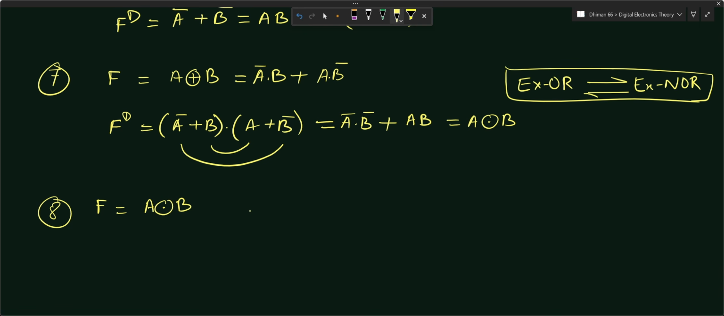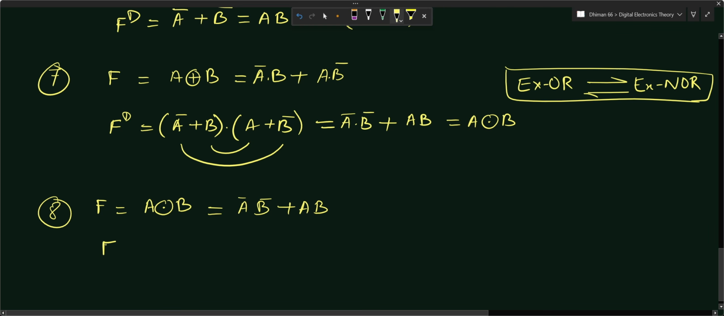Let us expand this. A XNOR B, we can expand it as A bar B bar plus A B. So this is the expansion of the XNOR operation. Now we can find out the dual of the given function, F d equal to A bar will remain as it is plus B bar. Why? We are replacing this dot with a plus and this plus will be replaced with a dot. So it will be A plus B. Up to here you are clear.